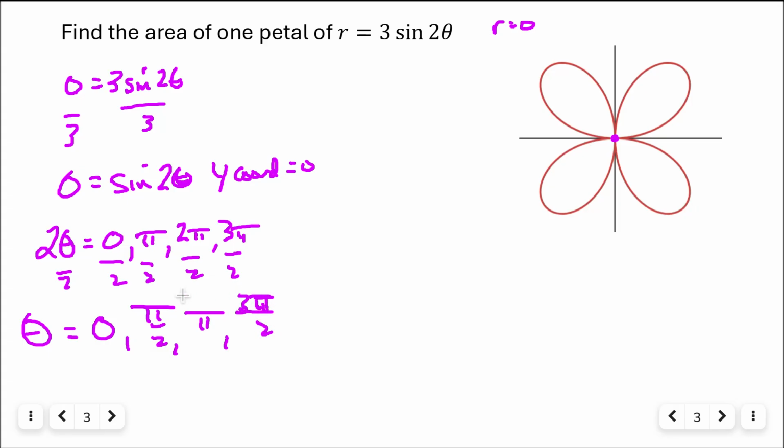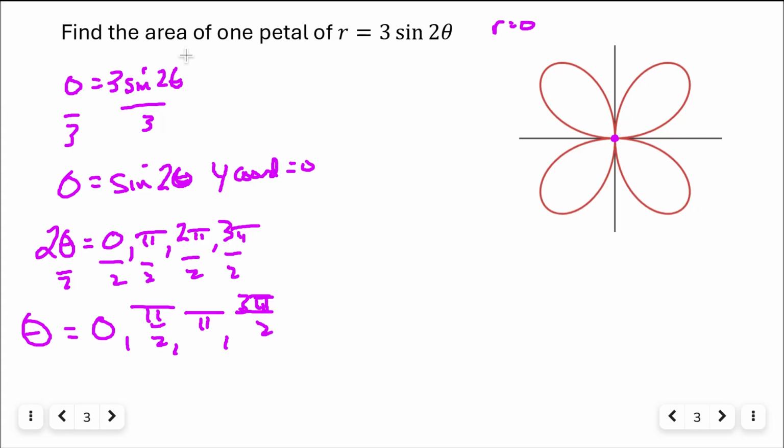All right, this is called solving a trig equation. If you don't remember how to solve a trig equation, go back, look at the pre-calc playlist in trig in Unit 5, and you can find 2 videos on solving trig equations. Okay, so these are the 4 values of theta for which r is equal to 0.